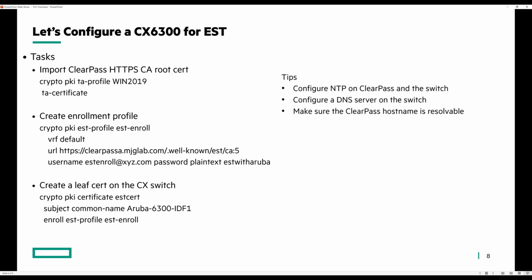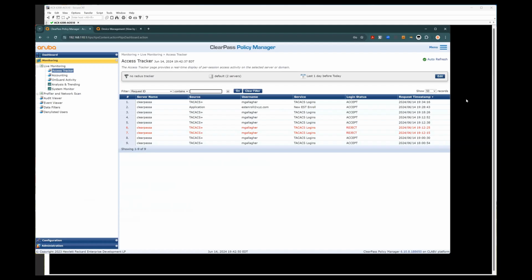Couple tips. First, configure NTP on ClearPass and the switch. Make sure time is in sync. Configure a DNS server on the switch. You need to make sure you can resolve your EST server's FQDN, right? And if you don't have a DNS server that can resolve that, you can put a static entry in the switch. So kind of two options there. And then make sure the ClearPass hostname is resolvable, either by DNS or your static hostname. All right, so let's now move over to the switch.